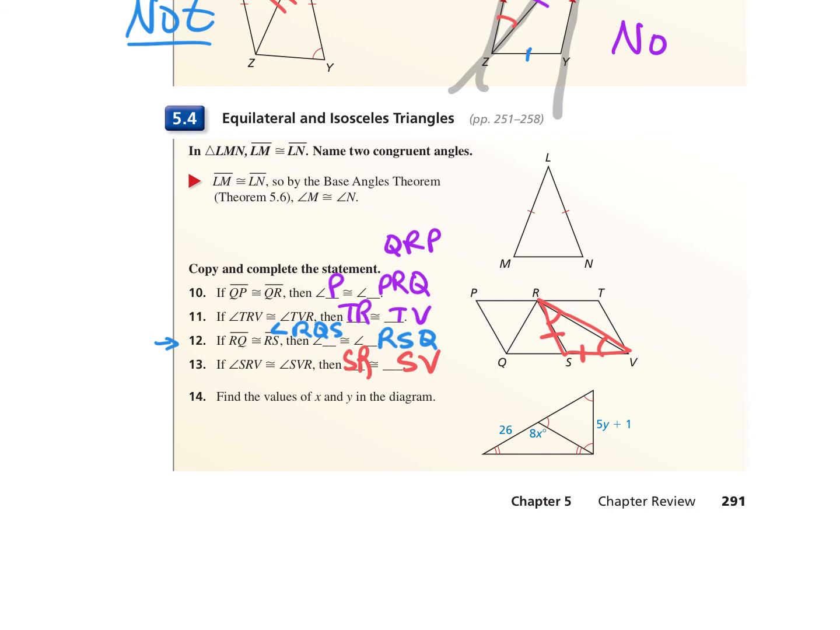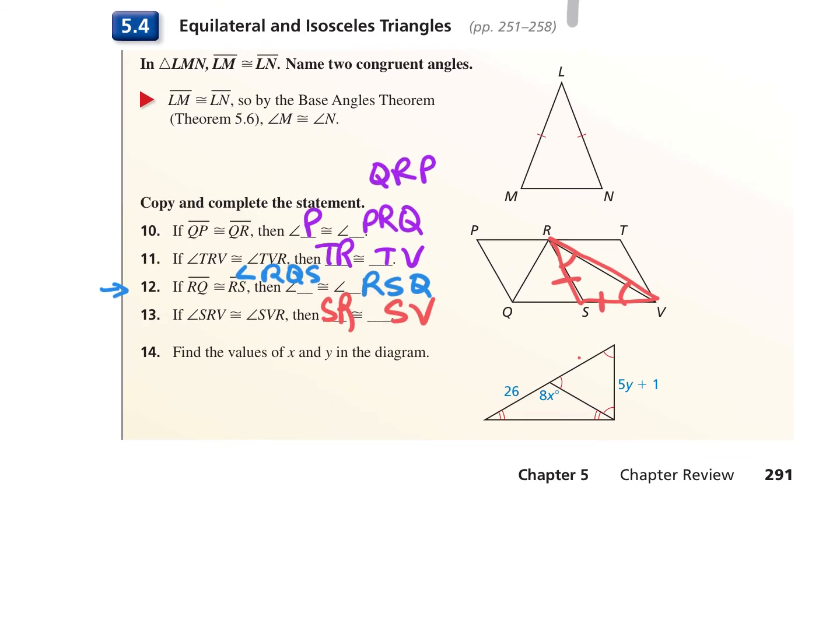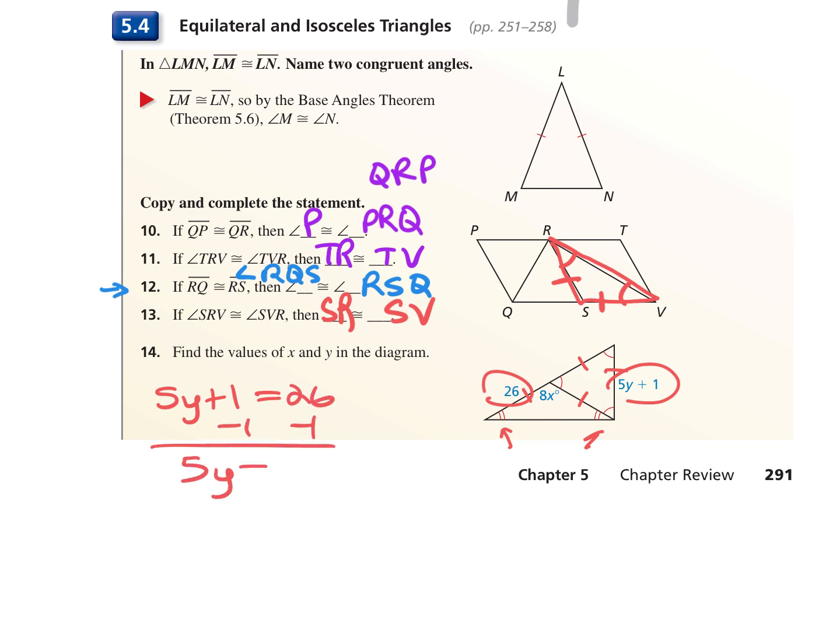And then here, same idea. There was a question similar to this on the test. Remember, if this is equilateral, all sides are equal. If it's equiangular, it's also equilateral. And then if these two base angles are congruent, then I know the sides are congruent. So then here what I can do is set the 26 congruent to the 5y minus 1 or plus 1. Set this up. Divide by 5, and y equals 5.